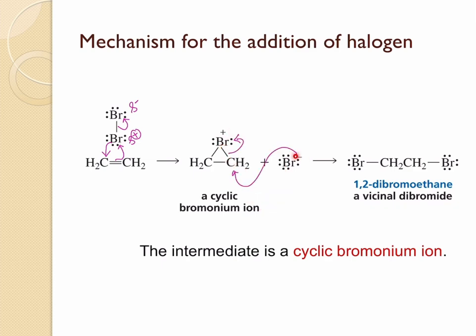Halogenation leads to the anti-addition product, where the Br minus, which comes and attacks as a nucleophile, will come in from a direction that's opposite to that of the three-membered ring structure.